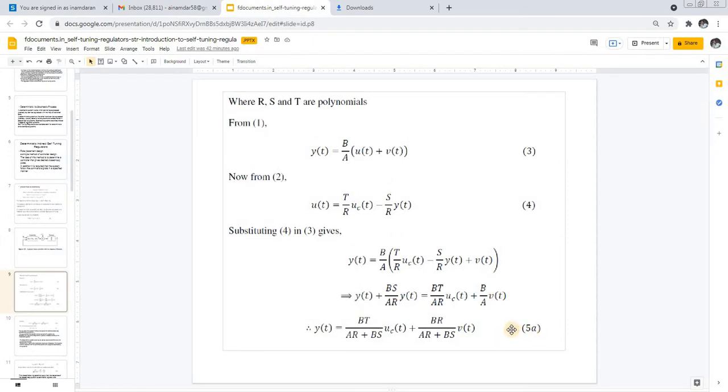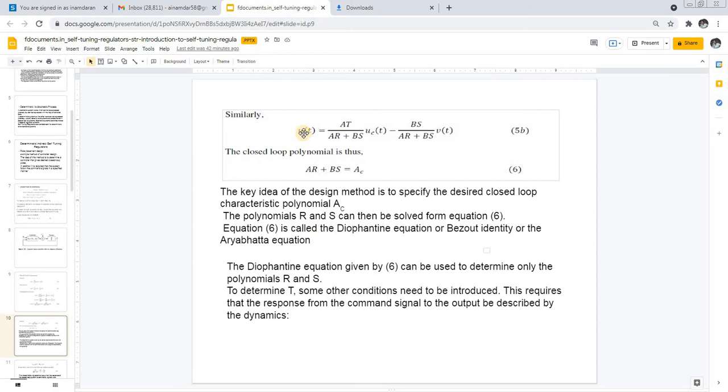So denote this with an equation number, and then similarly by using this equation number 4 we can find the value of u of t, like we found for y of t. So u of t will become polynomials with uc of t minus polynomials with v of t. Now the closed loop polynomial we can write here as ar plus bs equal to ac. This is our closed loop polynomial.